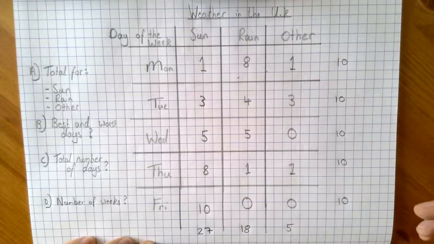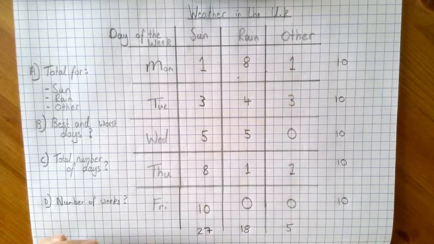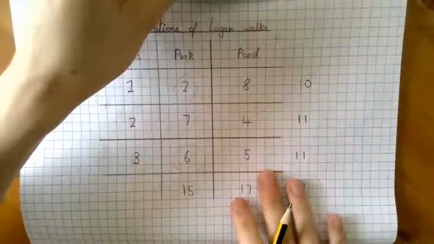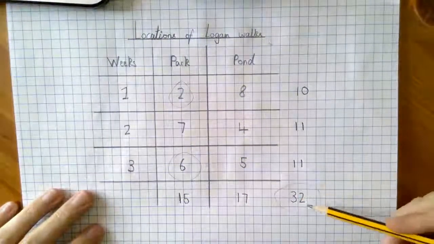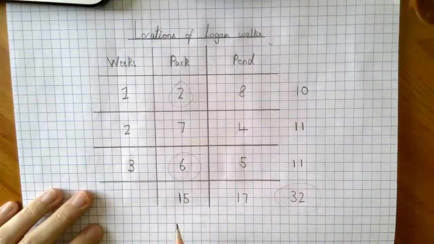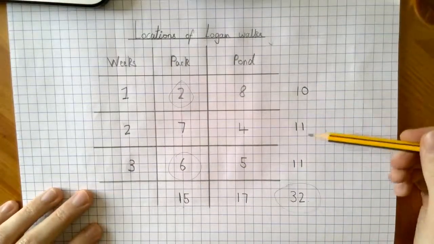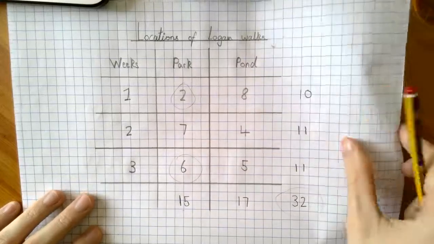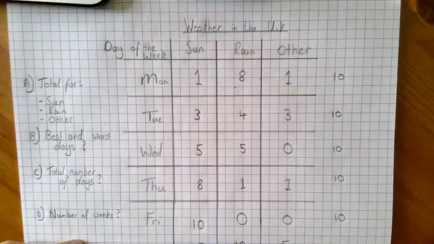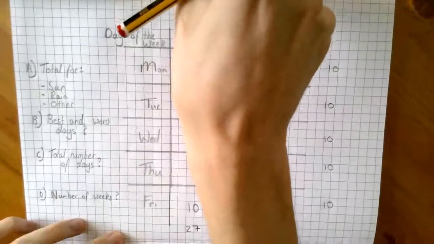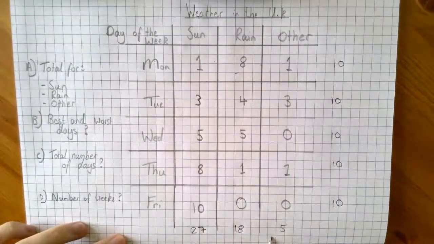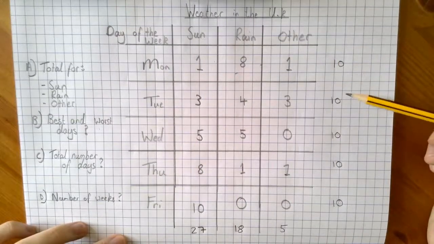Because when we looked at the other one, and I'll go back, 32's in the corner. 15 and 17 is 32, but also going down the side added up to 32. So what would you prefer to add up? Would you prefer to add up 27, 18 and 5? Or would you prefer to do 10, add 10, add 10, add 10, add 10?